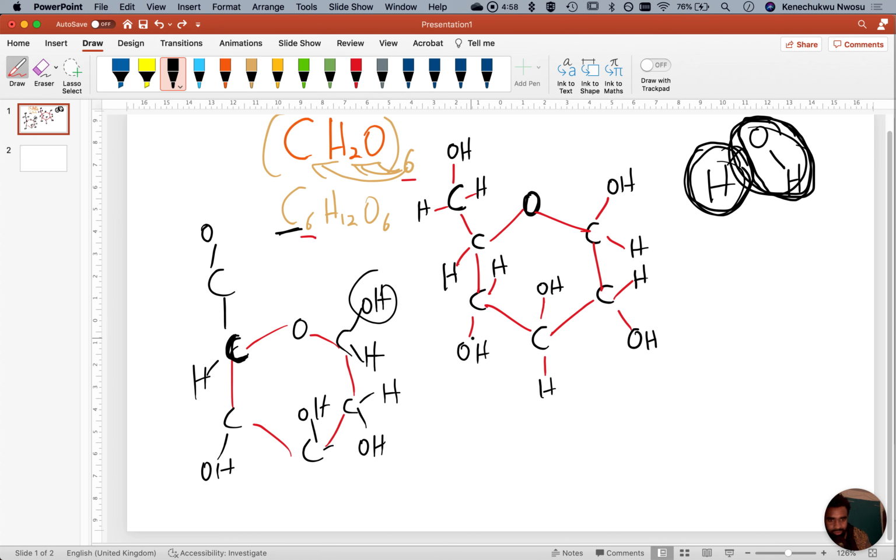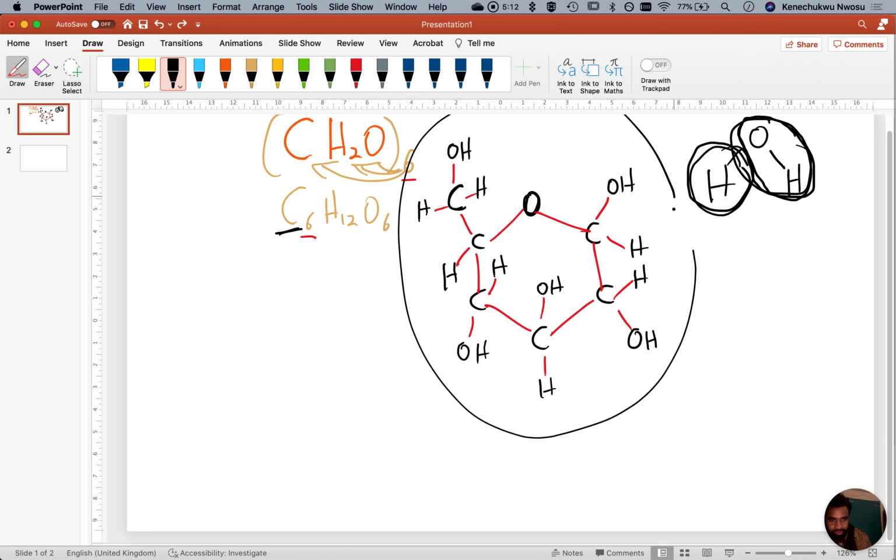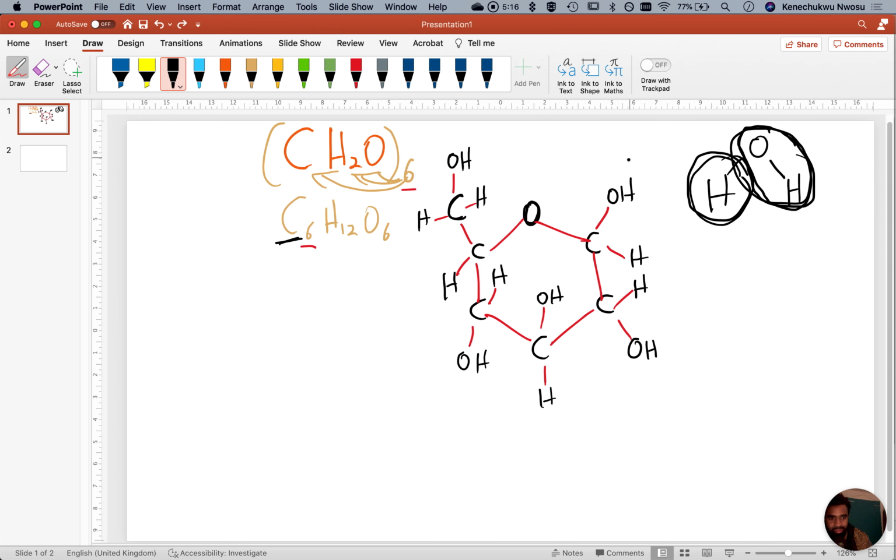Now, this glucose that I've drawn is only one type of glucose. There are two types of glucose they want you to draw, but don't be scared. They're exactly the same. Well, they're not exactly the same. They have just one small difference between them. So this glucose we drew here, this first OH is on top. Okay, where this first OH is on top, we call that a beta glucose.